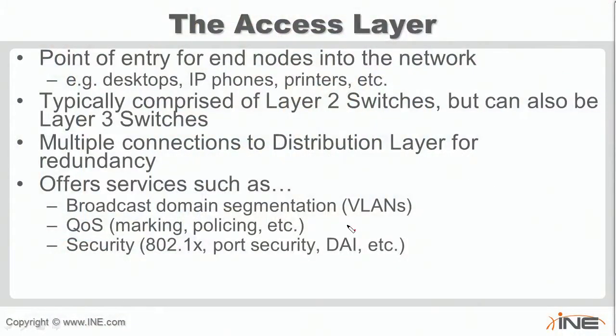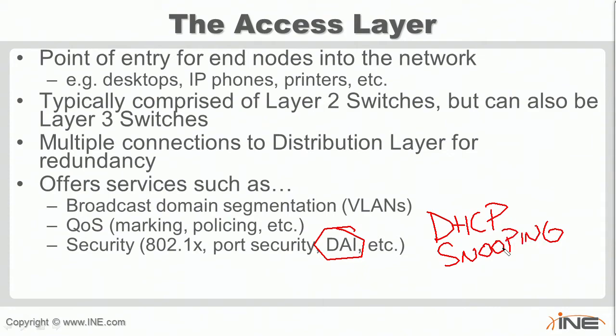We'll also see that there's a bunch of other common layer 2 security holes in Ethernet LANs that we need to deal with. This is where protocols like dynamic ARP inspection would run, or the DHCP snooping feature, or the IP source guard. We'll talk about those in more detail when we get to layer 2 security.